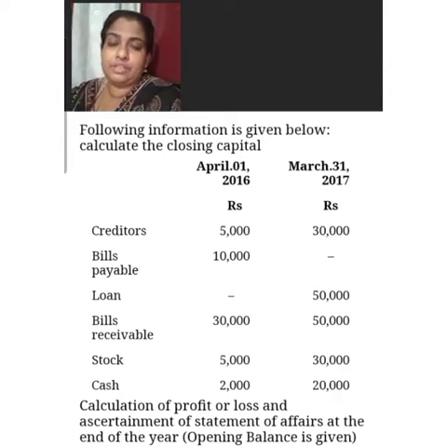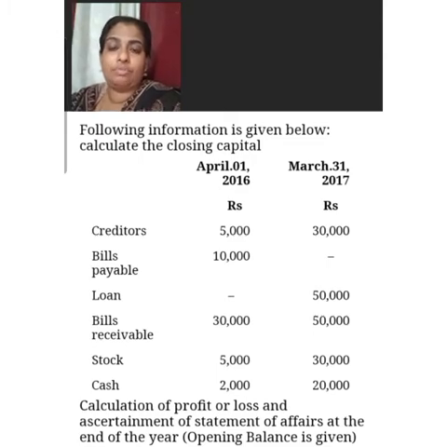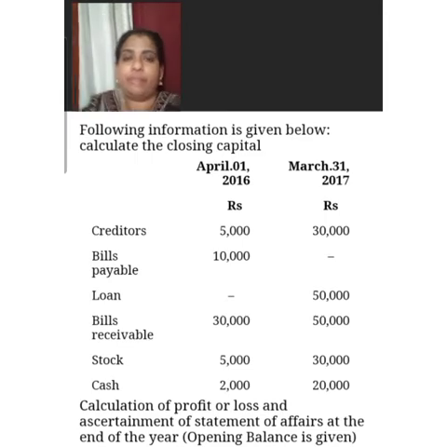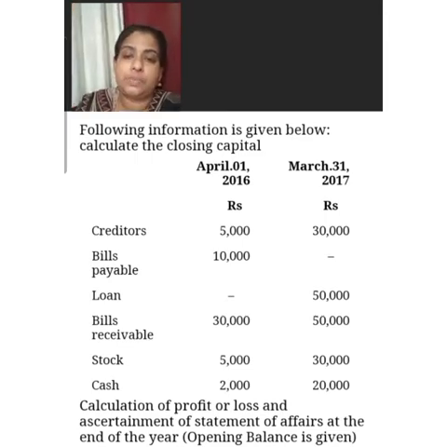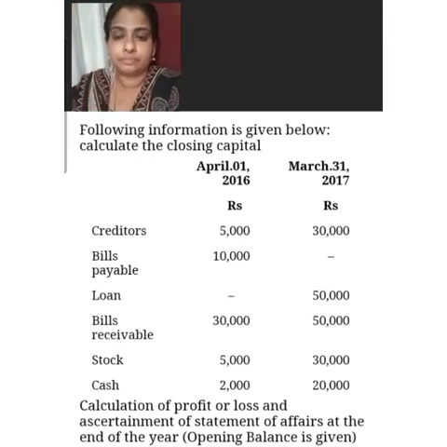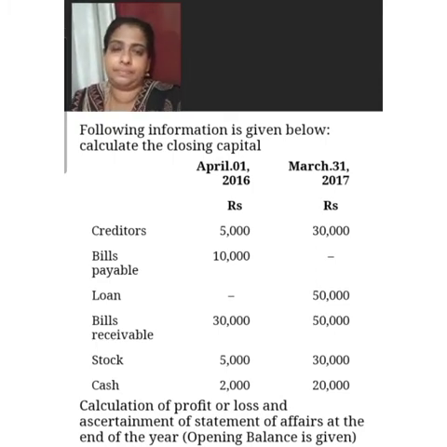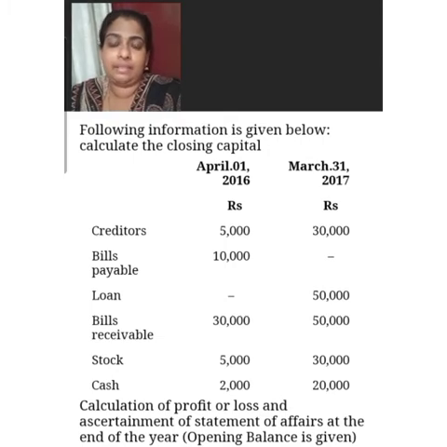The first thing is to draw the opening statement of affairs. Then transfer the amount of creditors and bills payable to the liability side, 5,000 and 10,000, and transfer the amount of bills receivable, stock and cash to the asset side. On the asset side there is a total of 37,000. On the debit side there is a balance of 15,000. The net balance will be the opening capital.